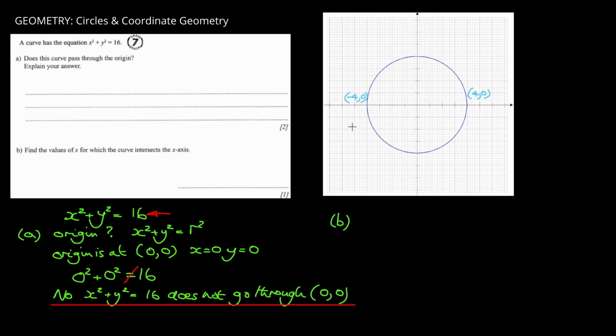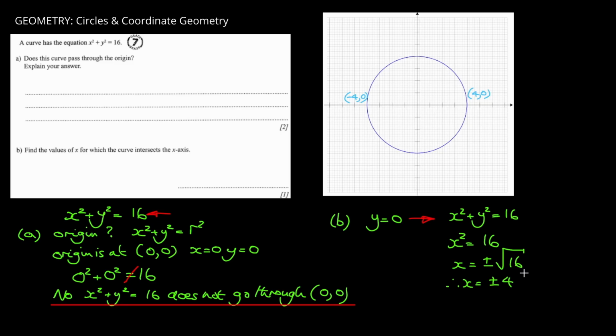But let's find it if you didn't know that this was a circle. Well, find the values of x where it intersects the x-axis. So what's special about the intersections with the x-axis? Well, what's special is that y is equal to 0. So if we sub y equals 0 into our equation, if y is 0, we get x squared is equal to 16. And if we take the square root, we get that x is equal to plus or minus the square root of 16, or x is equal to plus or minus 4.